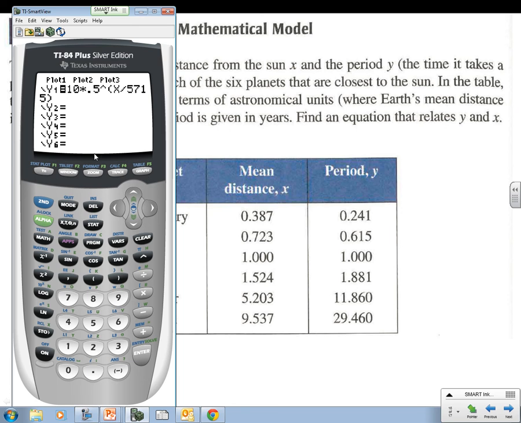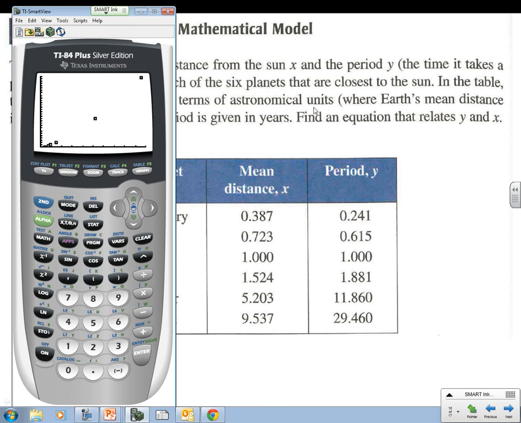And make sure our plot is turned on. Don't need anything in the y's, but our plot one's turned on. And there we go, we've got our 6 points. Alright, so this doesn't really do anything for me. Is it a straight line? Is it a curve? We're not really sure.